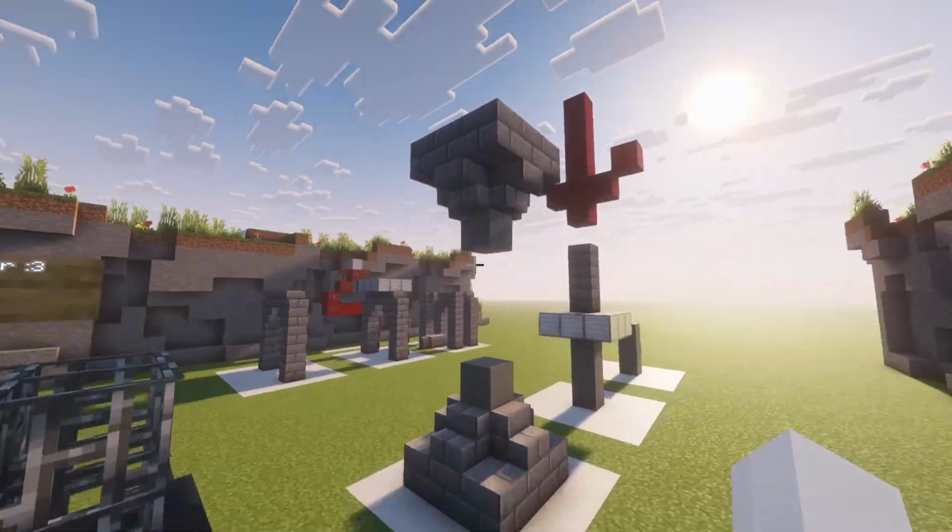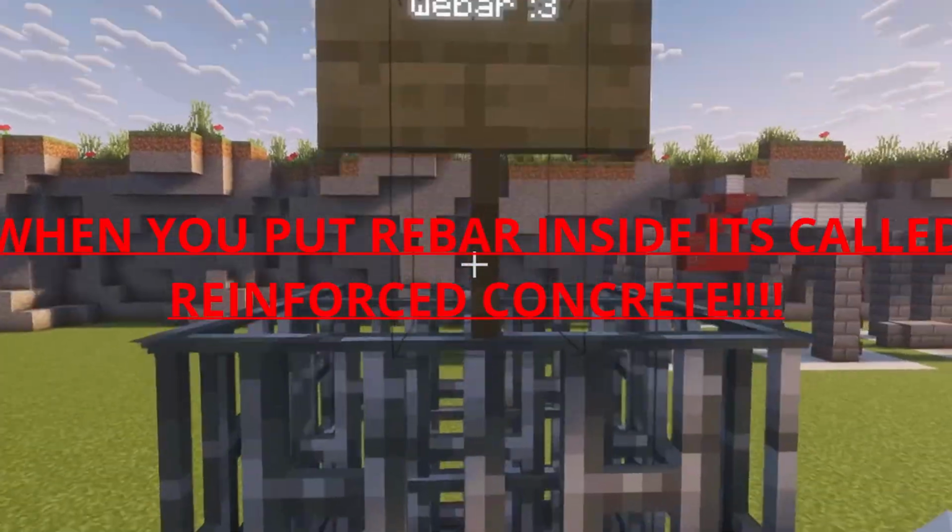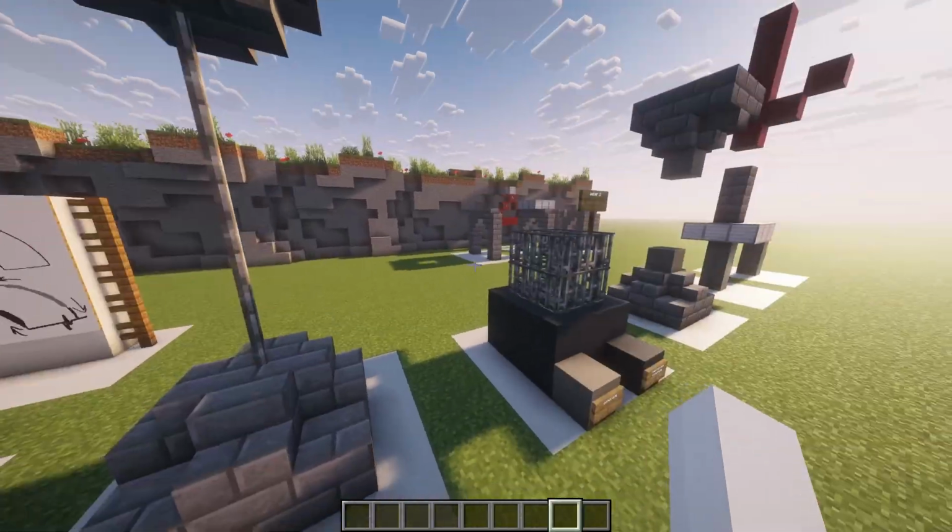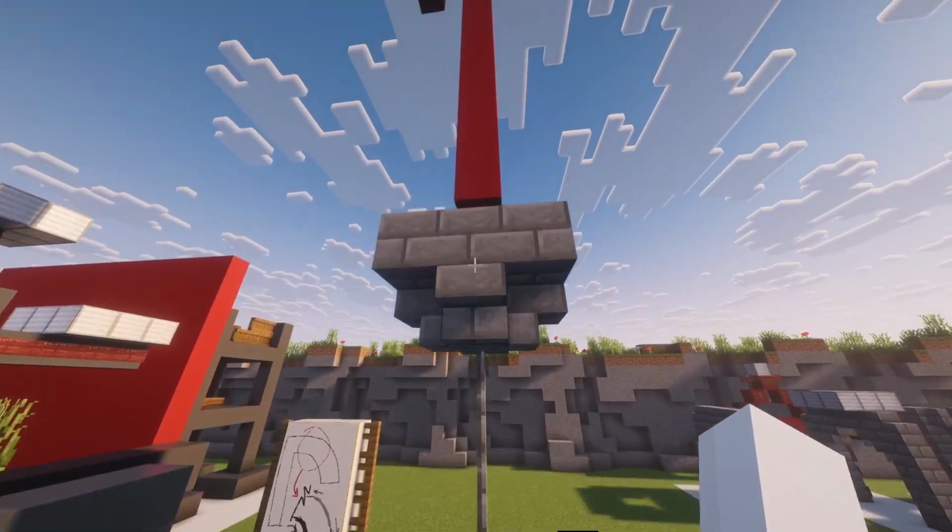We can actually introduce something inside the concrete called rebar, which is actually just made out of steel. And the thing about rebar, or steel in general, is that it's very good at tension.